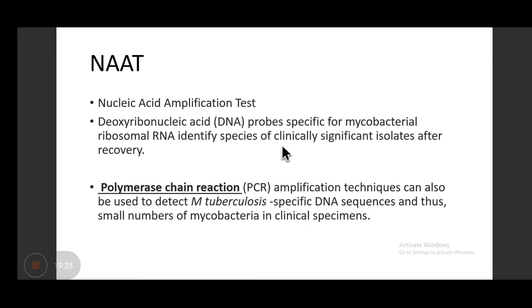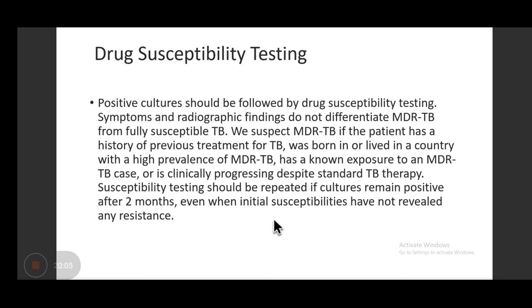And as you know, PCR, in that also RT-PCR, is a very sensitive and very specific technique that can be used for detection of M. tuberculosis, especially in cases where you're suspecting it, but your tests are coming negative. In case of high suspicion, it's very sensitive and specific again, but expensive. PCR amplification techniques can also be used to detect MTB-specific DNA sequences, and thus small numbers can be detected in clinical specimens. Even small numbers, as you know, the quality of PCR, it amplifies. Even a small number of bacilli, small number of antigens, it will amplify and show the results.